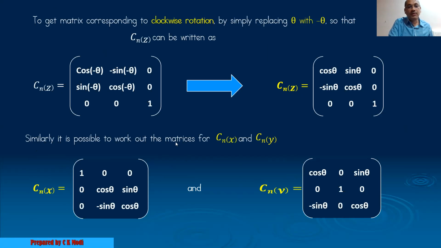Similarly, it is possible to work out the matrices for Cnx and Cny. Suppose the rotation axis is situated on the x-axis. What should be the matrix for Cnx? The Cnx value is 1, 0, 0; 0, cos theta, sine theta; 0, minus sine theta, cos theta. And in the same way, the Cny matrix is cos theta, 0, sine theta; 0, 1, 0; minus sine theta, 0, cos theta.